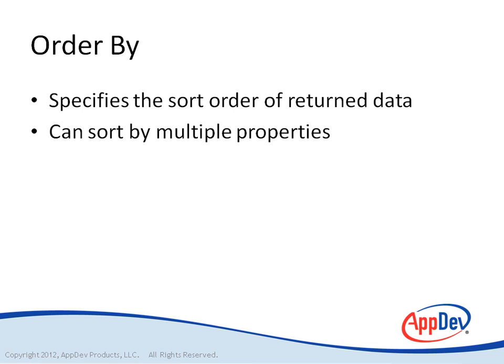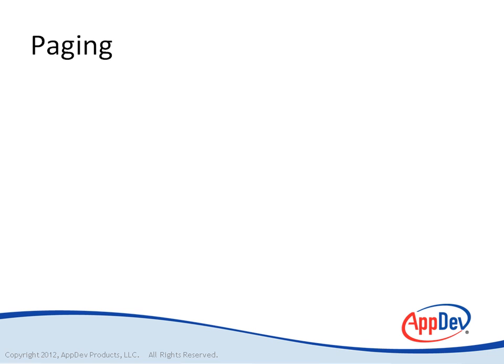One of the things I do want to point out is that you can sort by multiple properties. So if you've ever used an Excel spreadsheet or any kind of spreadsheet, really, you know how this works. So you can sort by last name as the primary sort, and then sort by order total as a secondary sort. Order by allows you to do that. You can specify ascending and descending.